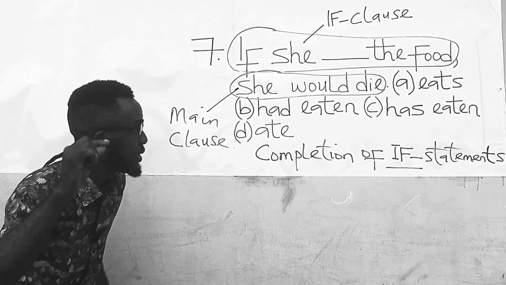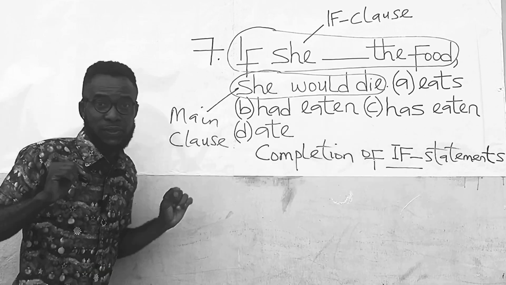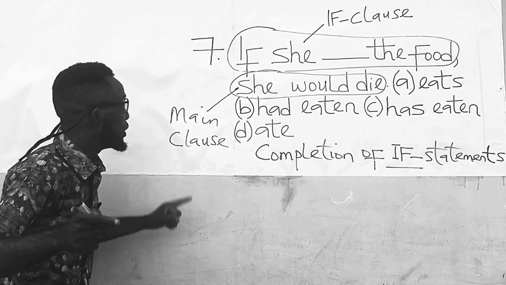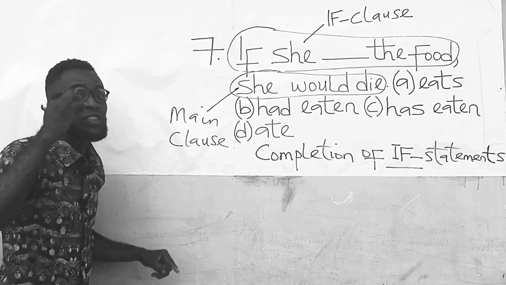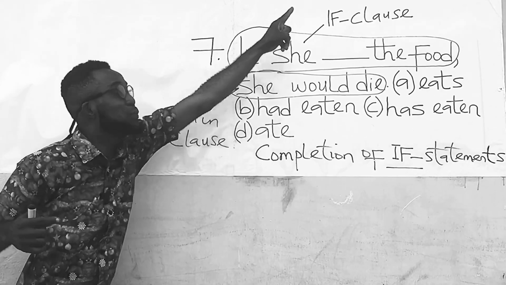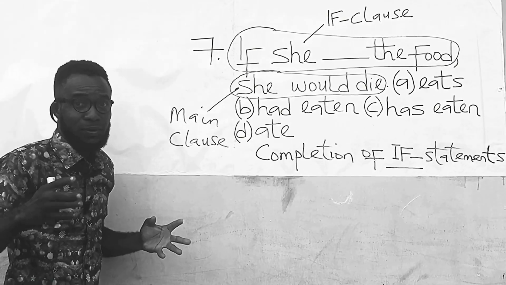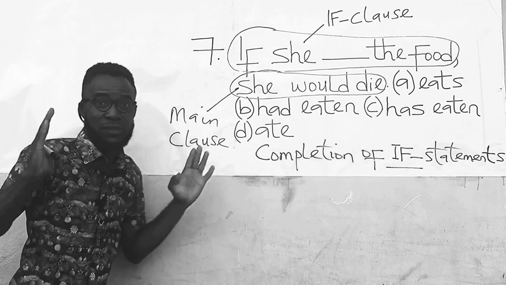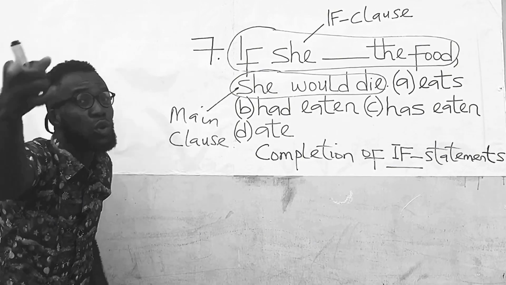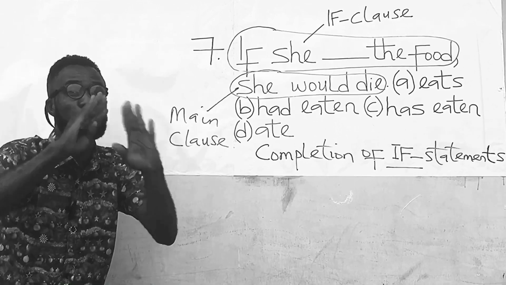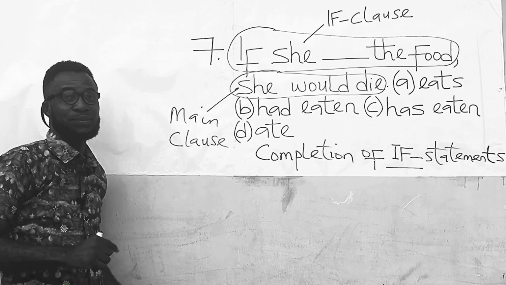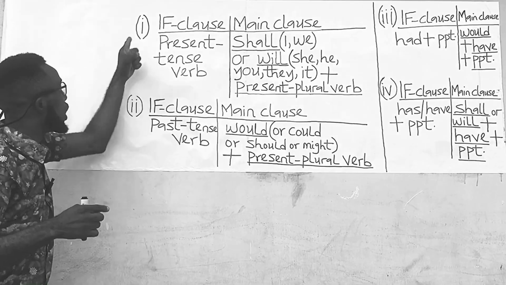Please note that in completion of if statements, they can complete the if clause and ask you to complete the main clause. They can also complete the main clause and ask you to complete the if clause. In other words, in completion of if statements, they can complete one clause and ask you to complete the other clause. If you are faced with such a question, how should you answer the question correctly? Let me help you.